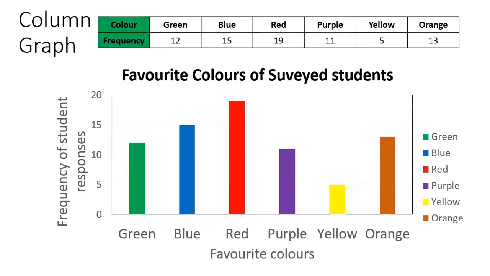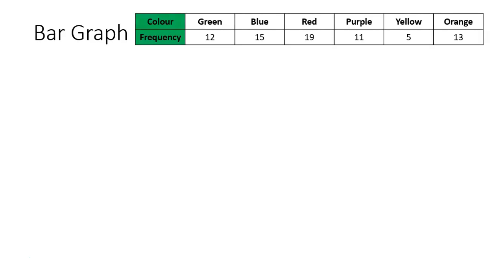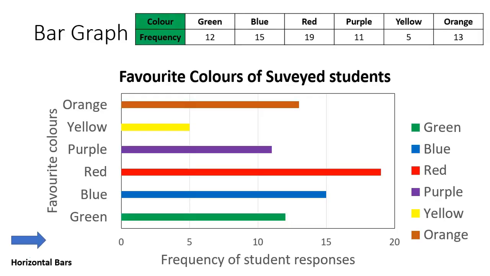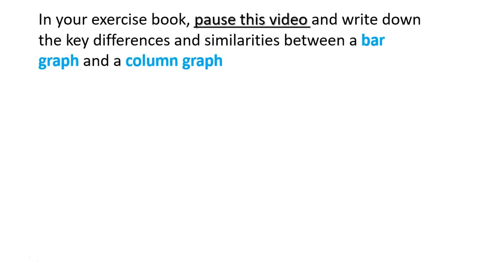In a column graph, we have vertical columns. In a bar graph, you have horizontal bars. In your exercise book, pause this video, write down the key differences and similarities between a bar graph and a column graph.